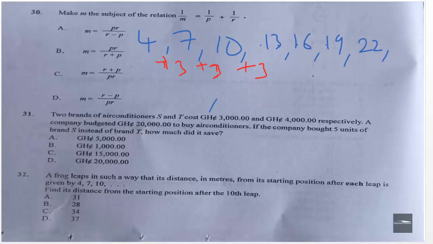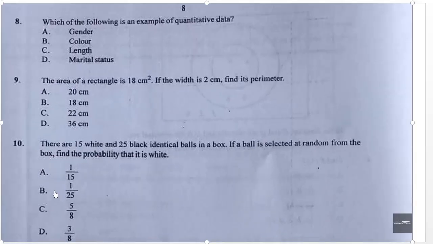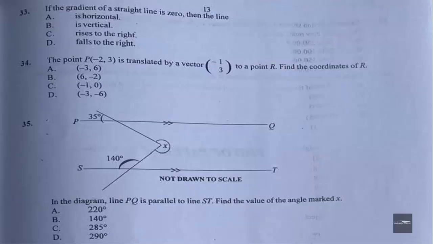So we're supposed to get 25 here, 28 plus 3, we get 31. So the correct answer is option A. Which of the following is an example of quantitative data? You saw that already. If the gradient of a straight line is 0, then the line is a horizontal line.